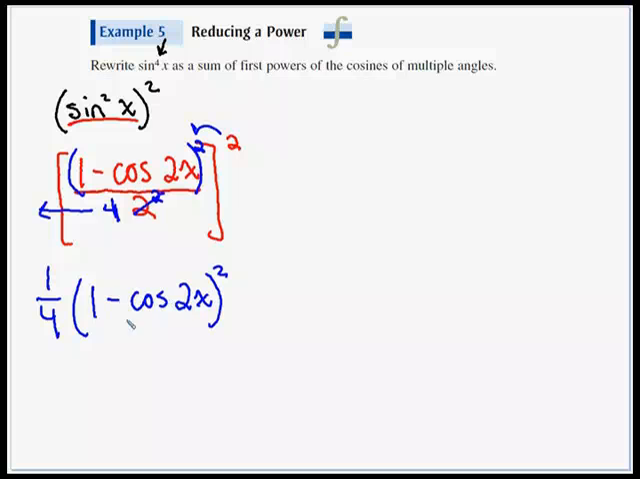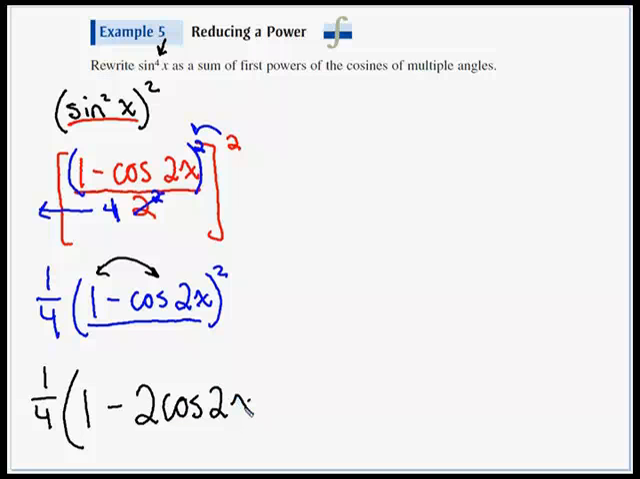So now the next step is to FOIL out this 1 minus cos of 2x quantity squared. The 1/4 stays put. When we FOIL this out, we'll have our first term squared, 1, minus 2 times these two things multiplied together. If we multiply them together, we get cos of 2x. So we're going to have 2 coses of 2x. And then our last term is minus cos of 2x times minus cos of 2x, which is plus cos squared of 2x.